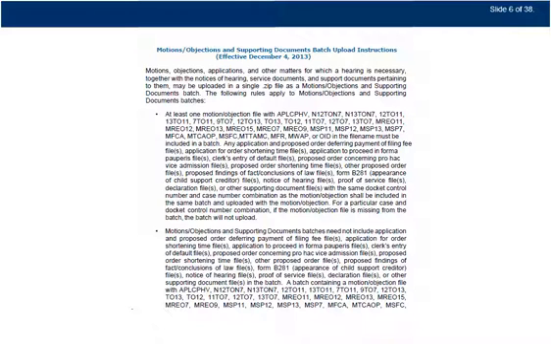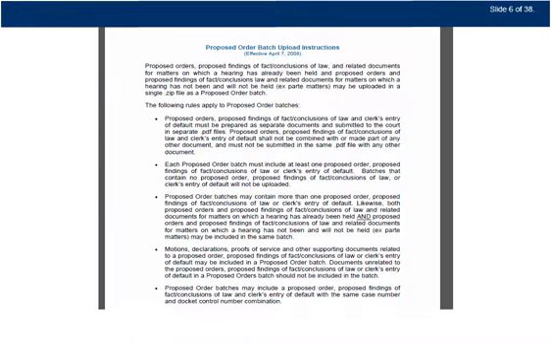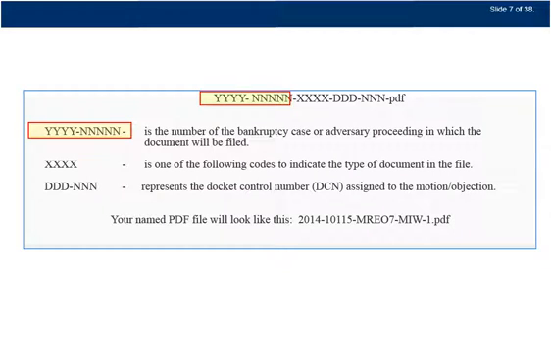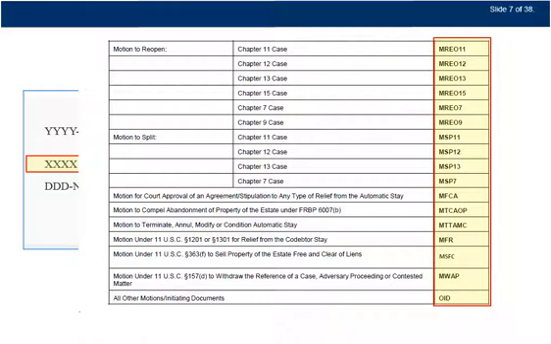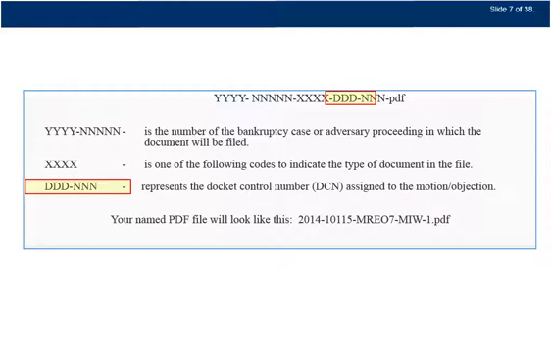Here we have a sample of the motions, objections, and supporting documents instruction. If you click on the proposed order link, the instructions for that specific filing type will appear. This is the naming convention format. YYYY-NN is the number of the bankruptcy case or adversary proceeding in which the document will be filed. The XXXX is one of the following codes to indicate the type of document in the file. DDD-NNN represents the docket control number assigned to the motion or objection. Your named PDF file will look like this: case year, number, code, docket control number.